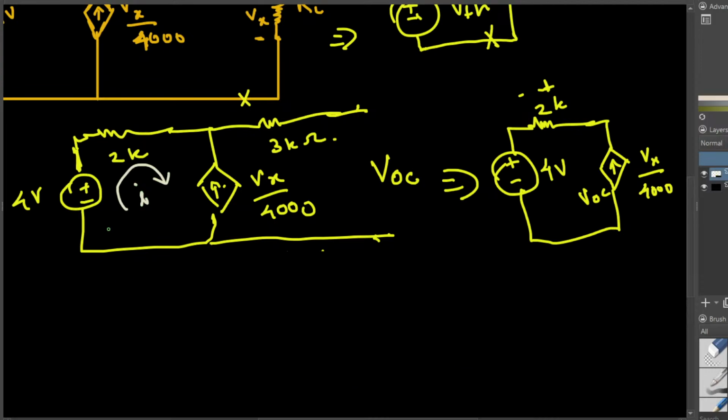If I do that, this current is going from minus to plus for the 4 volt source, so this is going to be negative 4 volts. And for the 2k ohm resistor, current flows from higher potential to lower potential, so this is going to be plus 2 minus, a positive voltage. And we can apply Ohm's law. Ohm's law says V is equal to I times R, that is I times 2k.